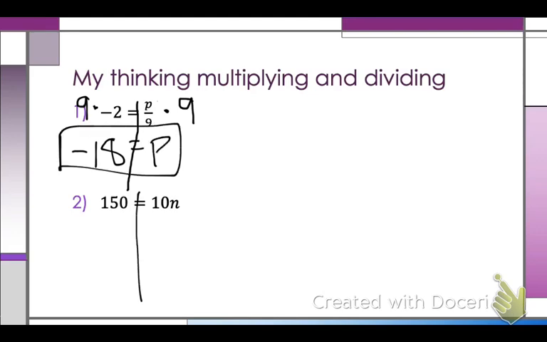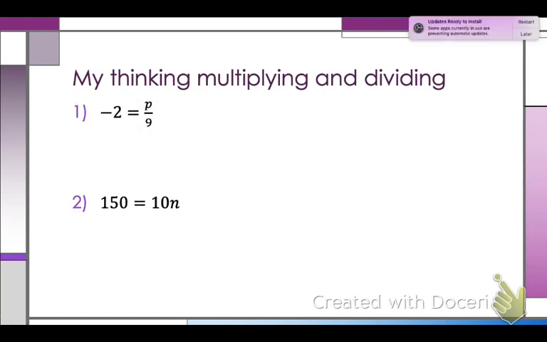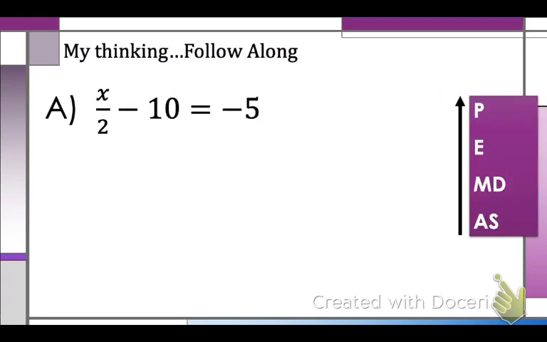All right, and this one, we have 10n, which represents 10 times n, so we're going to divide, and I show dividing this way, by 10 on both sides. And 150 divided by 10 is 15, so 15 equals n. Okay, 1 step, pretty straightforward. 2 step gets a little bit trickier, but not really. Again, you guys are pretty good at order of operations.